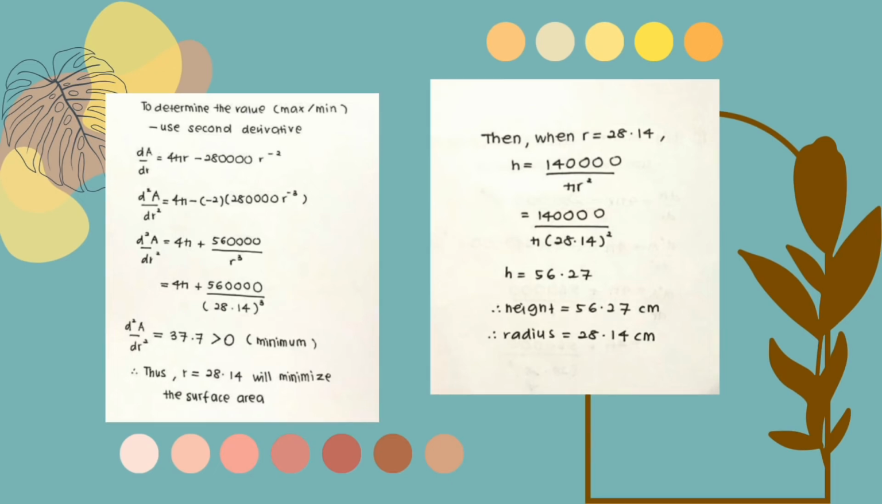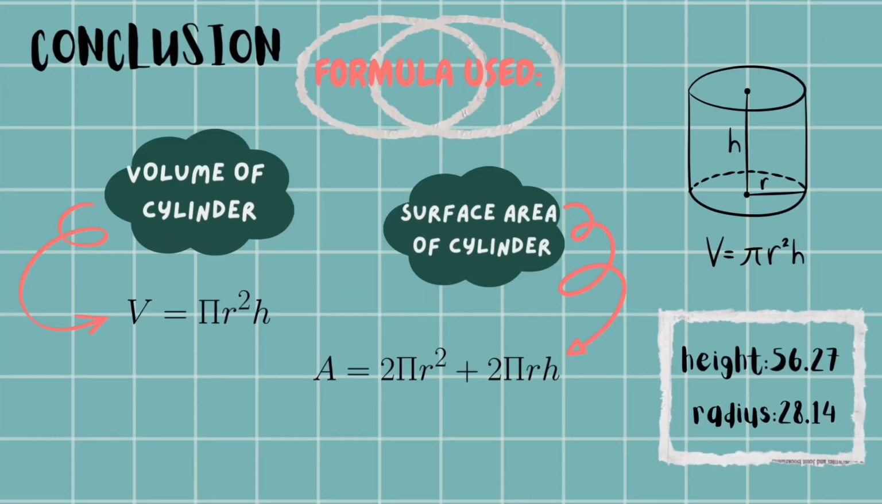28.14 centimeters. At last, we can conclude that we use two formulas to solve this problem to find the height and the radius. The first formula that we use is V equals pi r squared h to find the volume of the cylinder, and the next one is for the surface area of the cylinder, which is A equals 2 pi r squared plus 2 pi r h. By using these two formulas, we find the cylinder has a height of 56.27 cm and the radius is 28.14 cm.